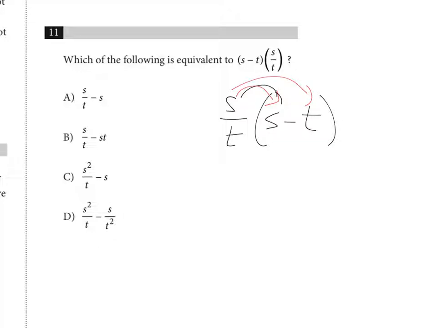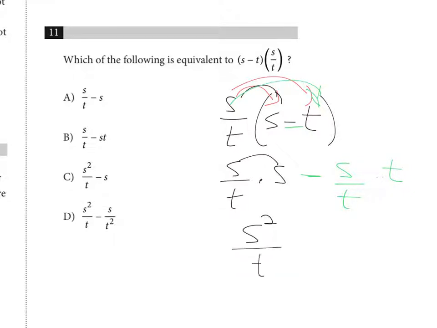So here I have s over t times this first s minus s over t times this t. So for the first term, s times s is s squared over t minus, for the second term, this t, if you want to put over 1, the t's cancel, so I just have minus s. So here I have s squared over t minus s, or answer choice C.